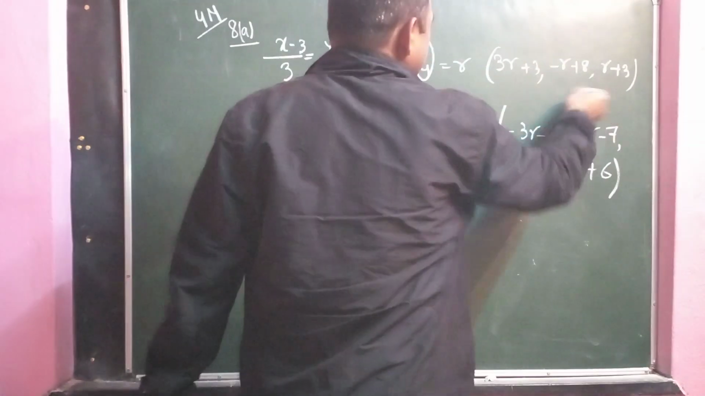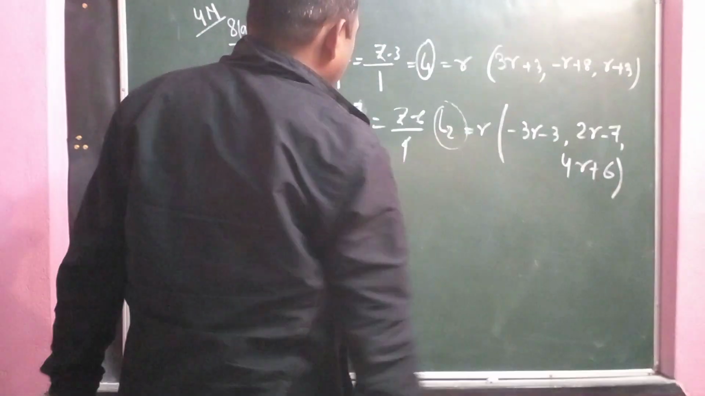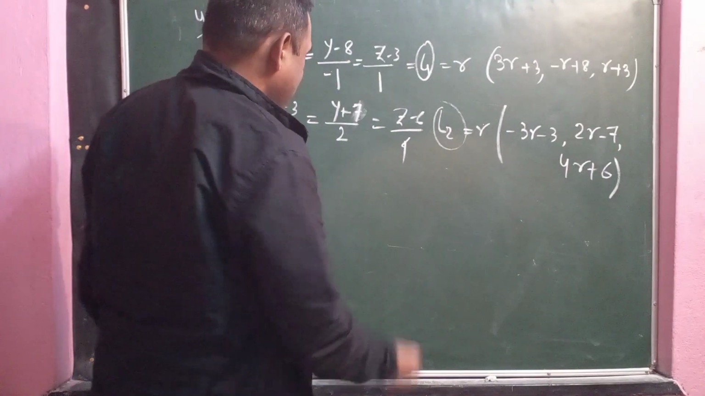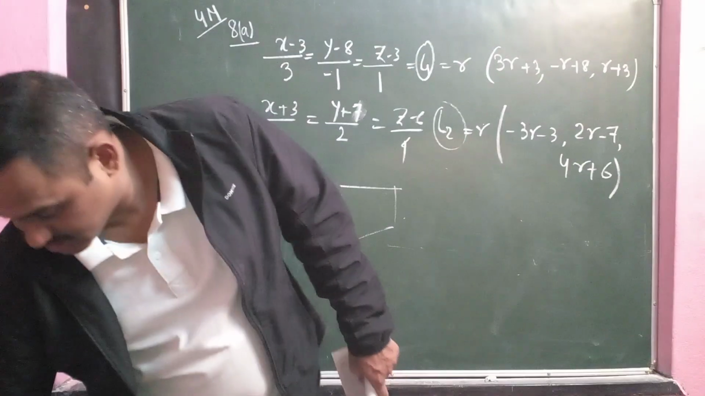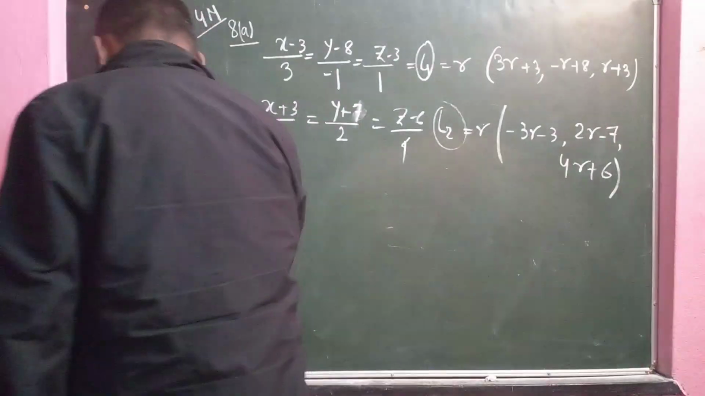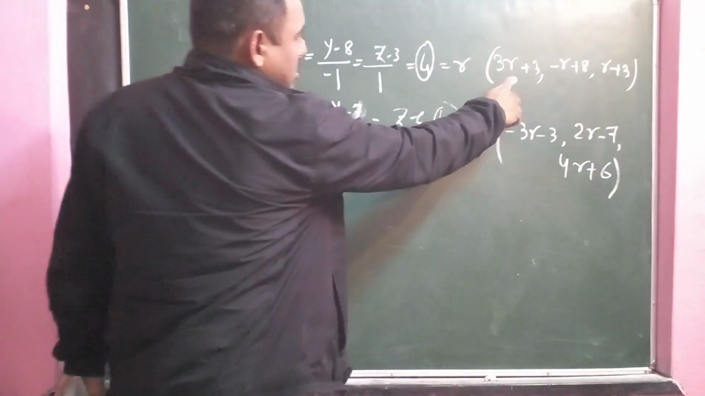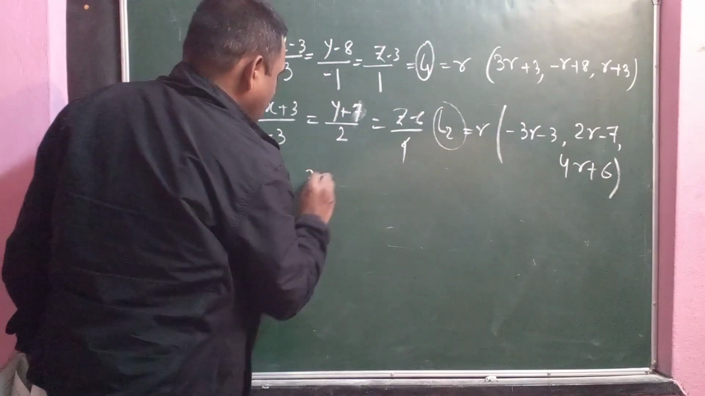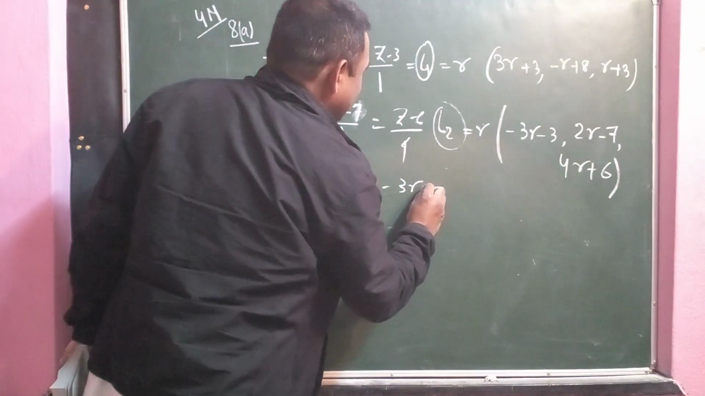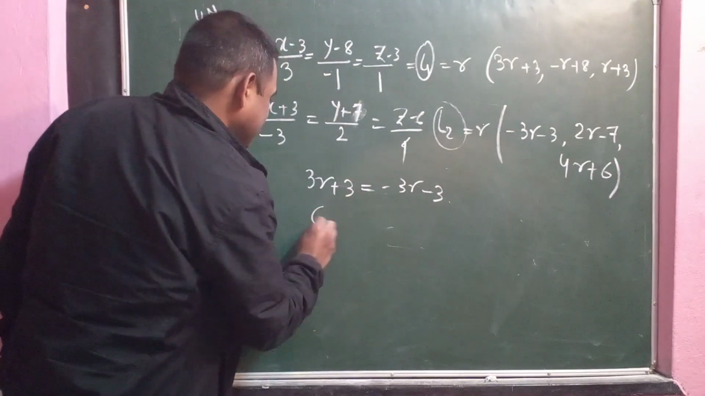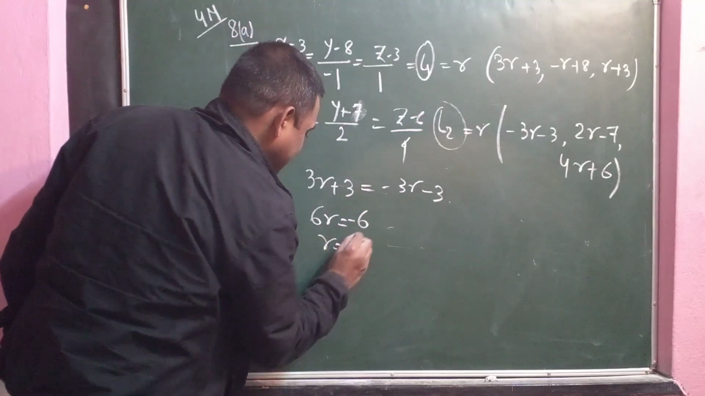You have to find the distance between them. You calculate the shortest distance, or take any point and find the distance. Suppose these two lines are like this; again, you have to calculate the shortest distance. But suppose these two lines intersect. How will you calculate the point of intersection? This will be this. That means 3r plus 3 is equal to minus 3r minus 3. So 6r equals minus 6, r equals minus 1.